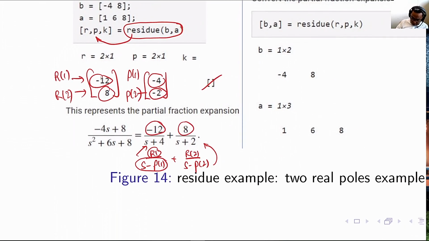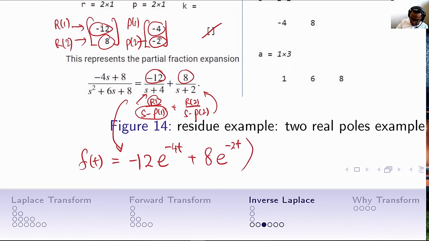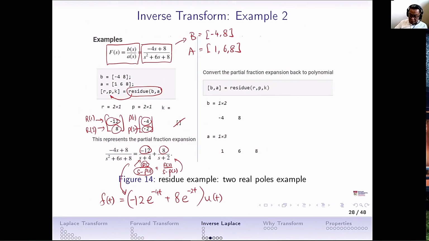So once we have this, of course, the next step is simple. F of t, and we use the lookup table, which is minus 12 e to the minus 4t plus 8 e to the minus 2t. And if you really want to be pedantic, it's u(t) here, causal signal. Well, that's it for this example 2.